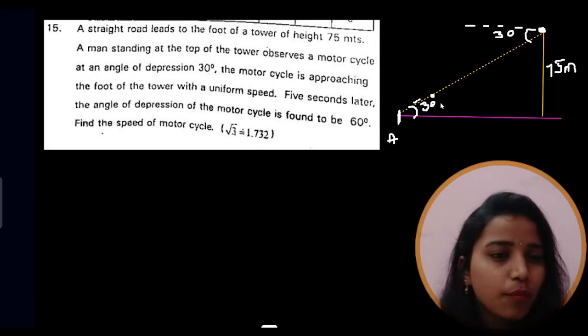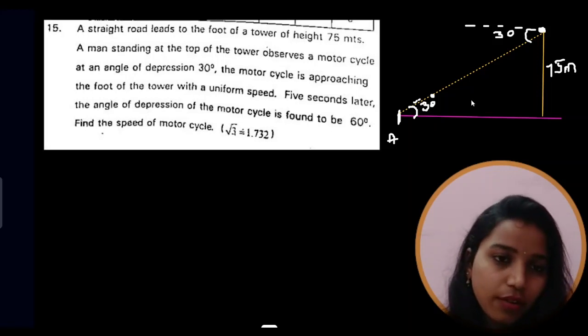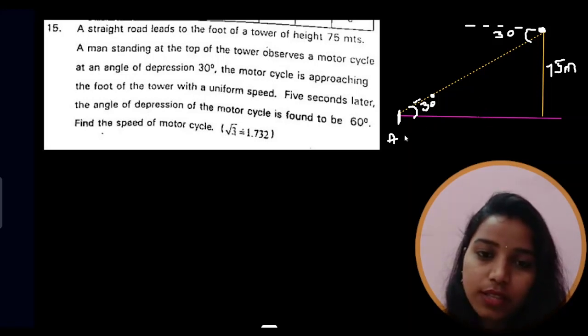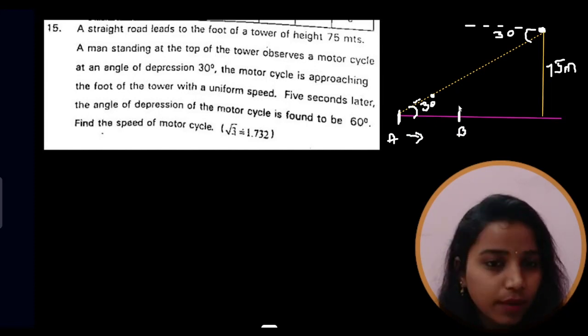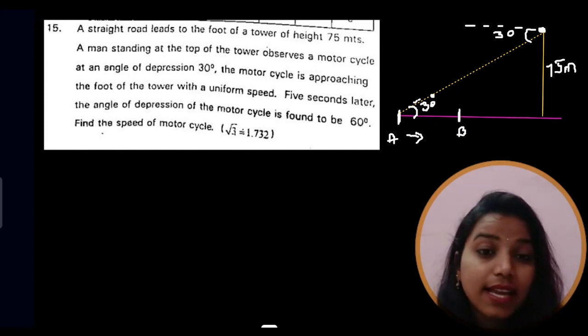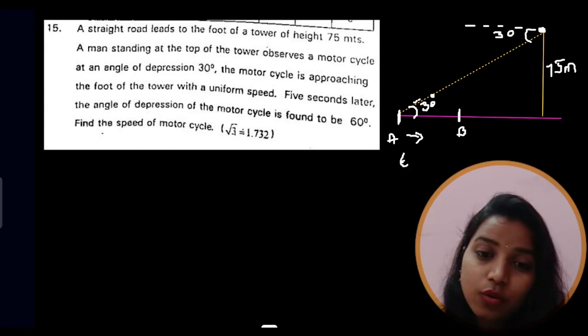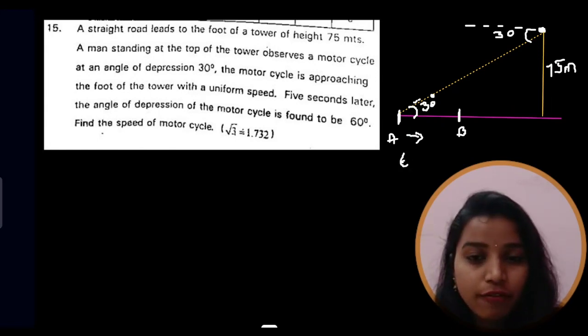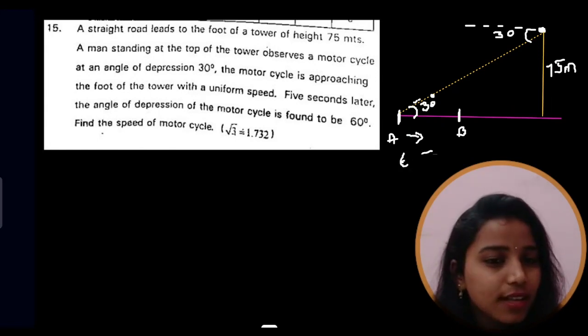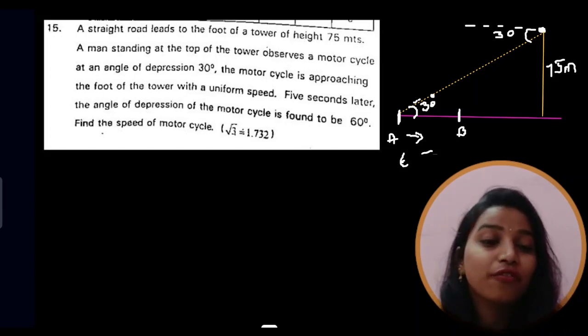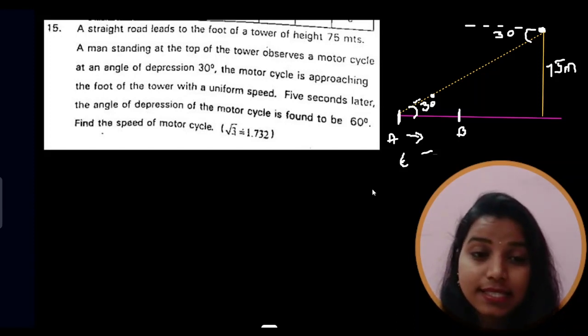And the motorcycle is approaching the foot of the tower with a uniform speed. Now this motorcycle is coming in this way, and now it is here at point B. After 5 seconds, so the time taken to travel from A to B is 5 seconds, right? And what is asked: the angle of depression of the motorcycle is found to be 60 degrees.